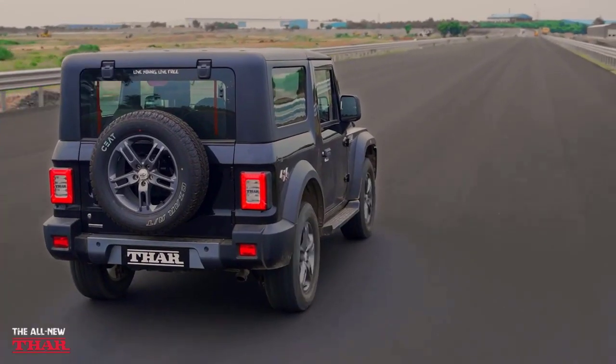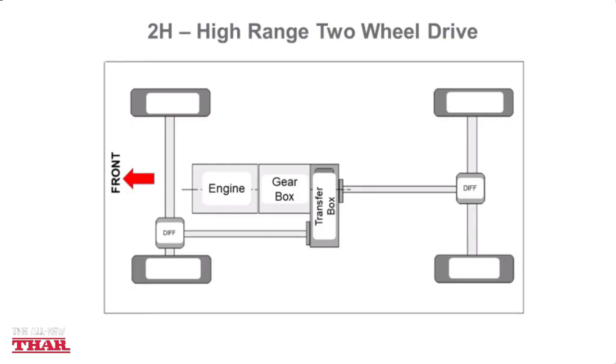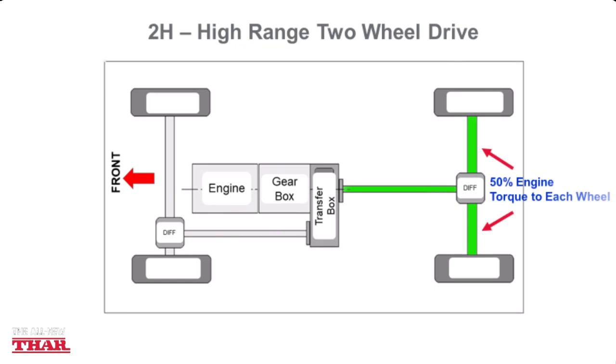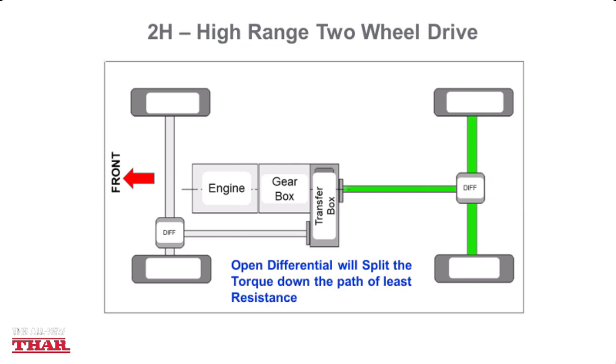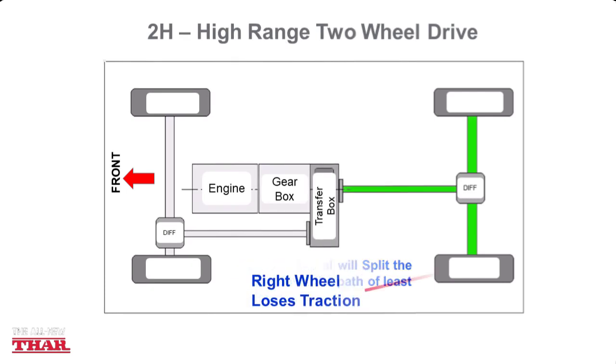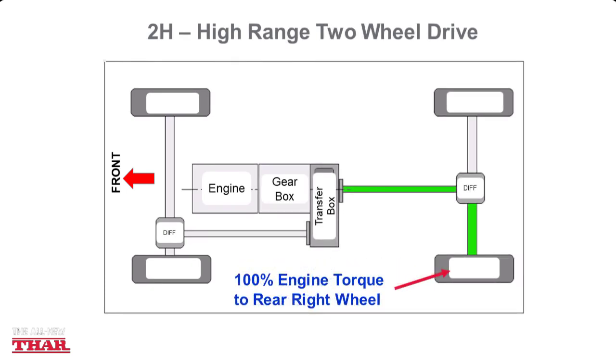So say your Thar is in 2H, or high range two-wheel drive. 100% of the engine torque via the transmission is sent to the rear drive shaft, which in turn provides torque to the rear differential. In an ideal case, the differential will split the torque 50-50% equally to each wheel via the axles. In reality, however, the differential will split the torque down the path of least resistance. For example, if one wheel is in the air and has no traction, all the torque will be sent to this wheel as it has the least resistance. This is a big shortcoming of an open differential.